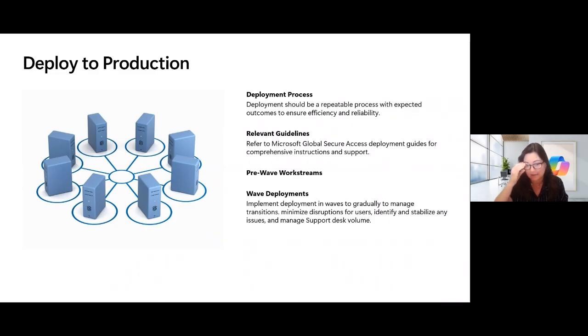As part of this, you're going to create a set of tasks that I'm calling pre-wave work streams, which are the things that you really need to do once, and once they're done, you'll move into your wave deployments. As part of your wave deployments, you'll be onboarding users to your traffic profiles. You'll be moving app segments out of quick access and into enterprise apps.